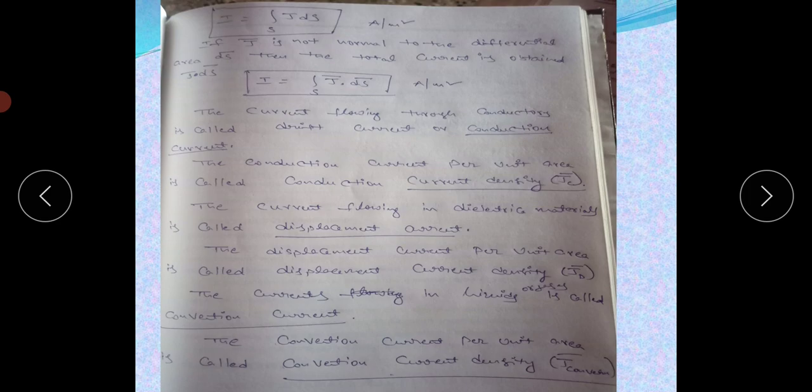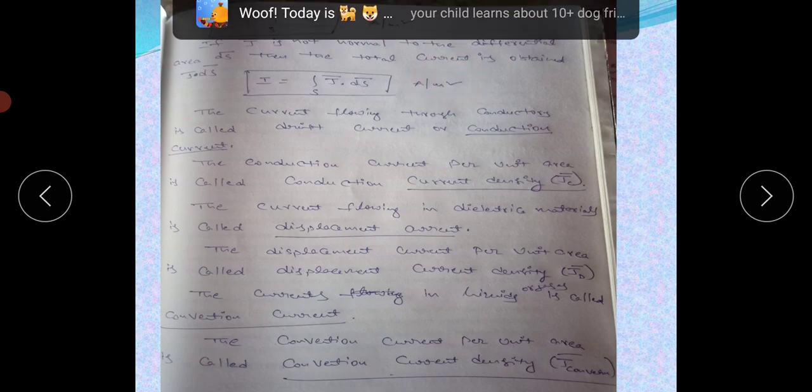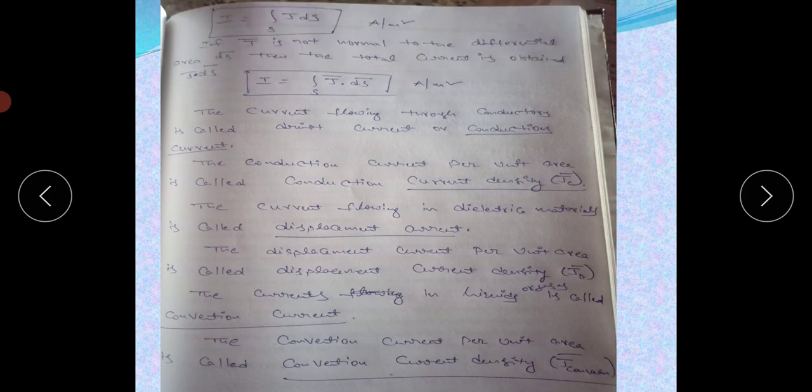So if the current flowing is not normal to the differential surface area, then the total current is obtained by I equals the closed surface integral of J bar dot ds bar. By integrating this term with respect to surface area, we get the total current. These units are amperes, not amperes per meter square. Current density units are amperes per meter square, and current units are amperes.